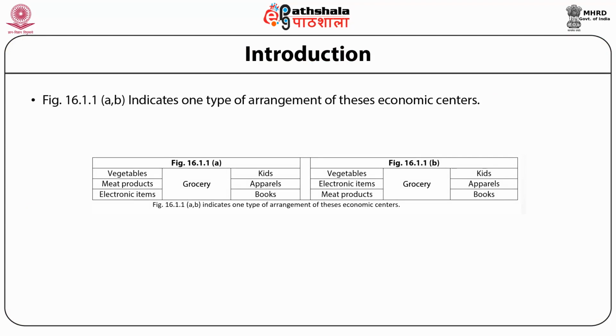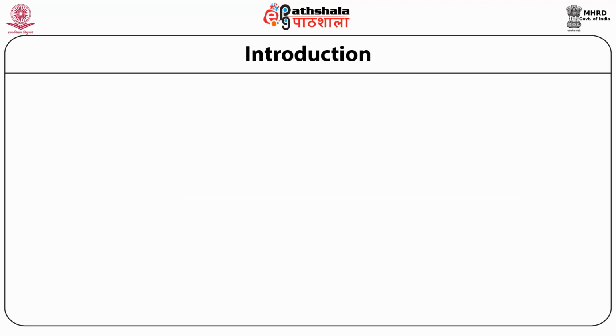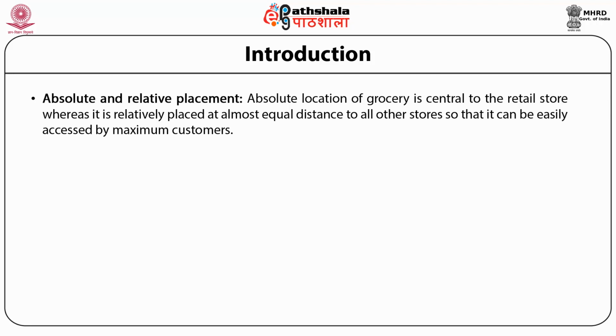Now, the figure indicates the following aspects. Centers to be included: vegetables, meat products, electronic items, grocery, kids, apparel, and books are the departments or economic centers that have been included in the retail store. Space allocated to each store: as can be seen, the grocery store has been allocated maximum space as its demand was estimated to be maximum. Absolute and relative placement.